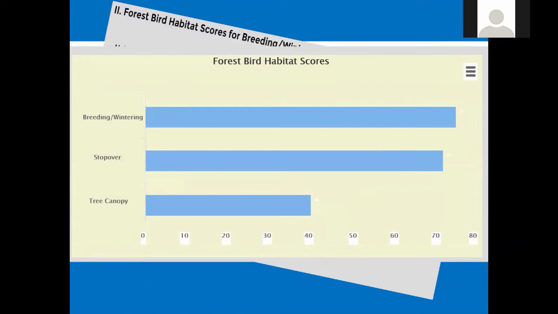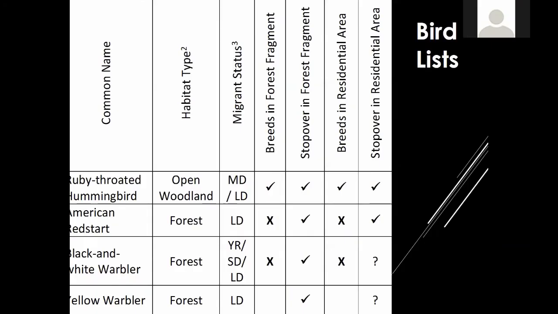Now, the real thing I like to hang my hat on is we have a list of 215 species where we started really going down into the weeds as ecologists, but the planners, the designers we were working with said, no, we want checks and X's. Which birds breed in forest fragments, which use them as stopover, which breed in residential areas, and which use them as stopover. Simple as that. And so we have that for over 215 species.